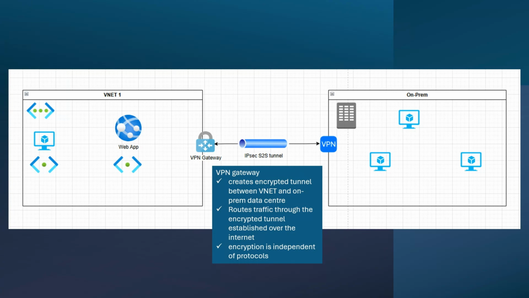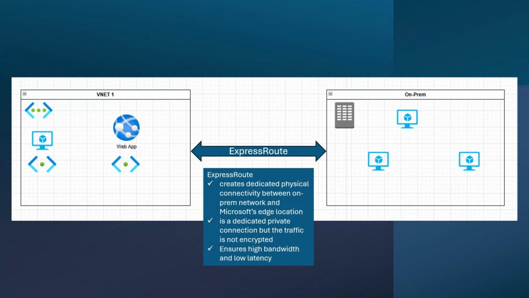There is another way we can connect a VNet to an on-prem data center, that is ExpressRoute. ExpressRoute creates a physical connection between Azure and an on-prem data center. Though ExpressRoute provides high bandwidth and low latency, it is an expensive option compared to Virtual Network Gateway.